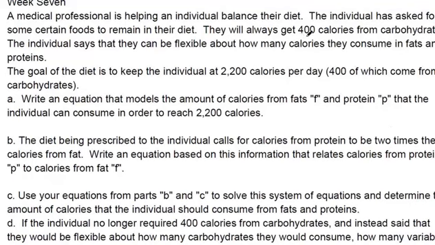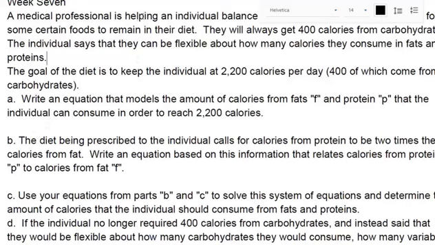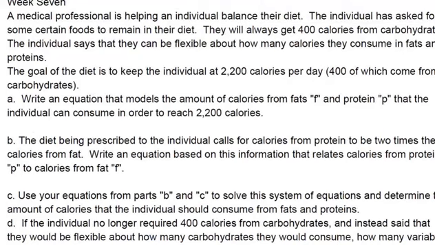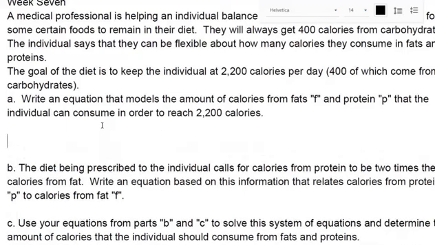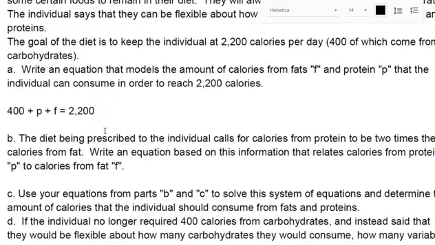The thing that's constant is calories from carbohydrates. So if you add the calories that you get from carbohydrates, plus the calories you get from protein, plus the calories you get from fat, it's supposed to equal our prescribed diet of 2,200 calories. Okay? That's an equation that models the amount of calories from fat and from protein that we can get.